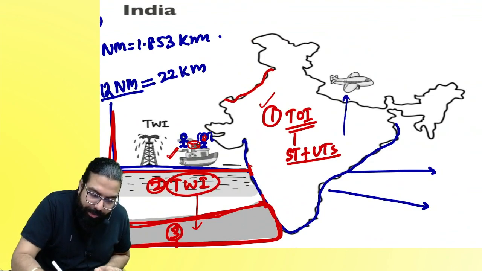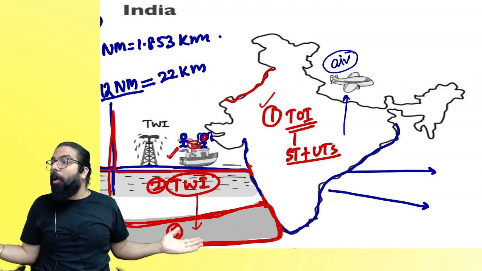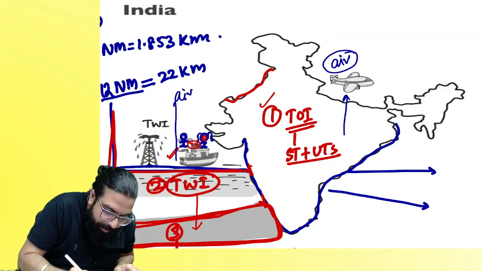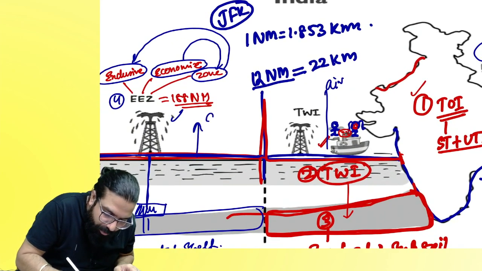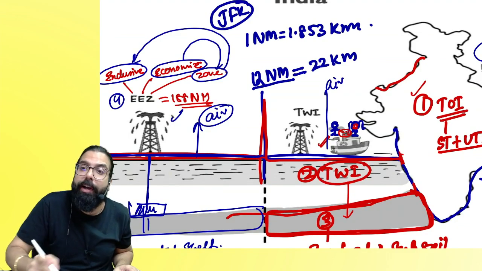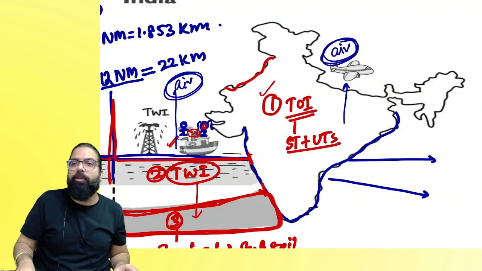Above the territory, there is air also, no? Above me, there is air. Above the territorial waters, there is air. Correct or not? Above this also, there is air. They are telling the airspace which is also India, but not this airspace. Only this, and this is also India.